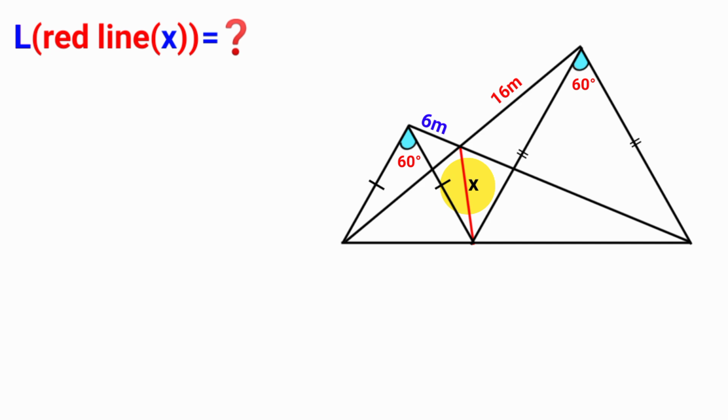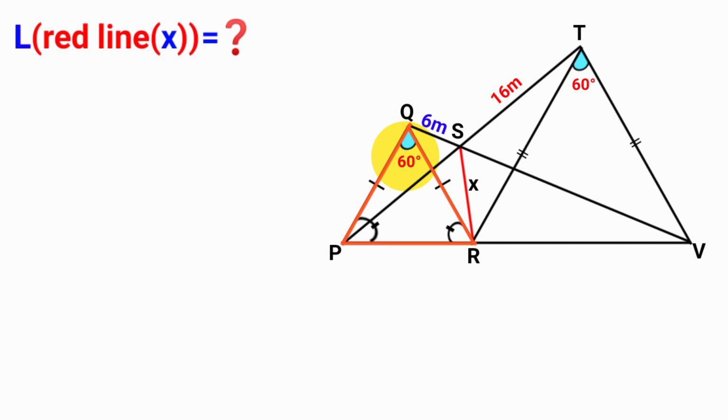The first thing we are going to do, we'll come here, label this point P, this Q, this R, this S, this T, and this V. Now let's look at this triangle PQR. We have this side and this side to be congruent. Definitely this angle and this angle will also be congruent. And we have the size of this angle to be 60 degrees.